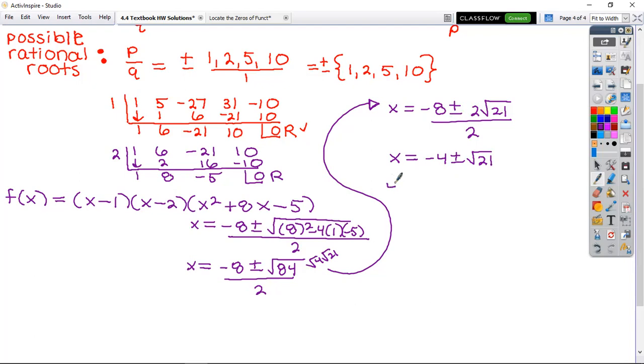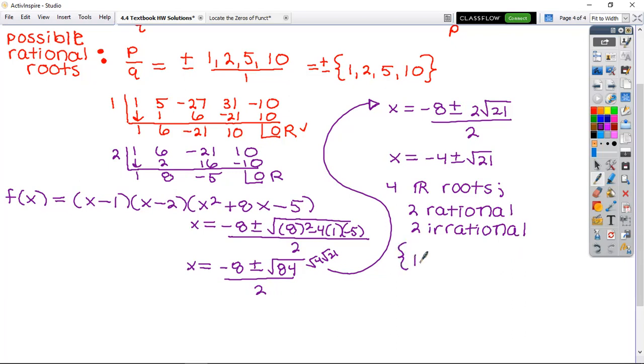So we have 4 real roots, 2 of which were rational and 2 of which were irrational. And again, those irrationals are always going to come in pairs as well. Okay. What were my answers? I'm looking for them here. So your zeros were at 1, 2, negative 4, plus and minus the square root of 21. Okay, how do we feel on those?